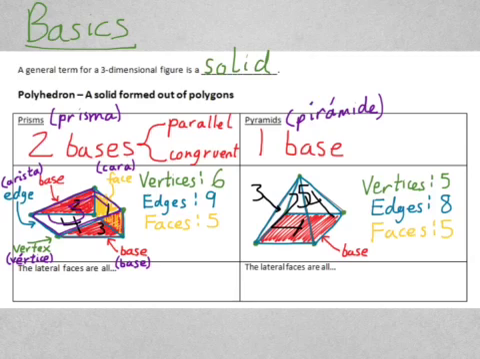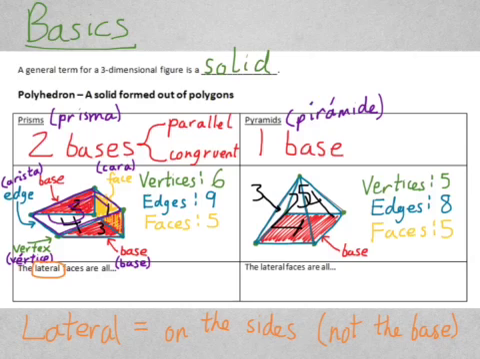Alright, now the other thing we need to talk about is the meaning of this word lateral. The lateral faces are on the sides. That's not the base. So all the faces that are not bases are lateral. On the triangular prism, that would be number 1, 4, and 5. You see how those are not the base? Because the bases are 2 and 3. Okay. What shape are all of those?